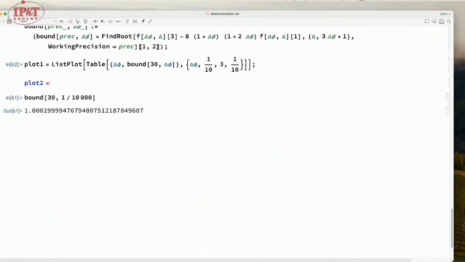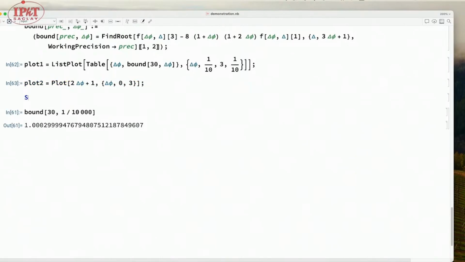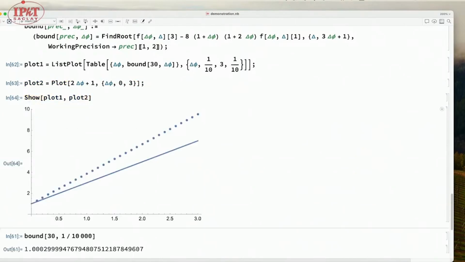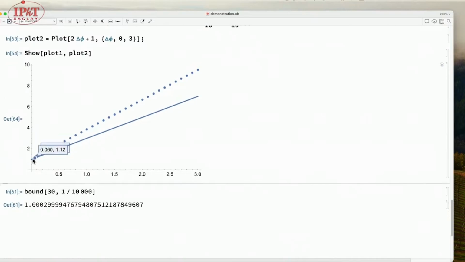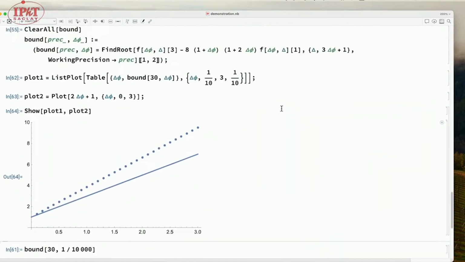I'm just going to plot the answer in the free fermion, 2 delta phi plus 1, from 0 to 3. And then I'm going to superpose these two plots. So the free fermion is the blue line, and our bound, which is true for all theories, are the dots, and the fermion is below the bound, and it gets saturated in this limit. So that's nice.